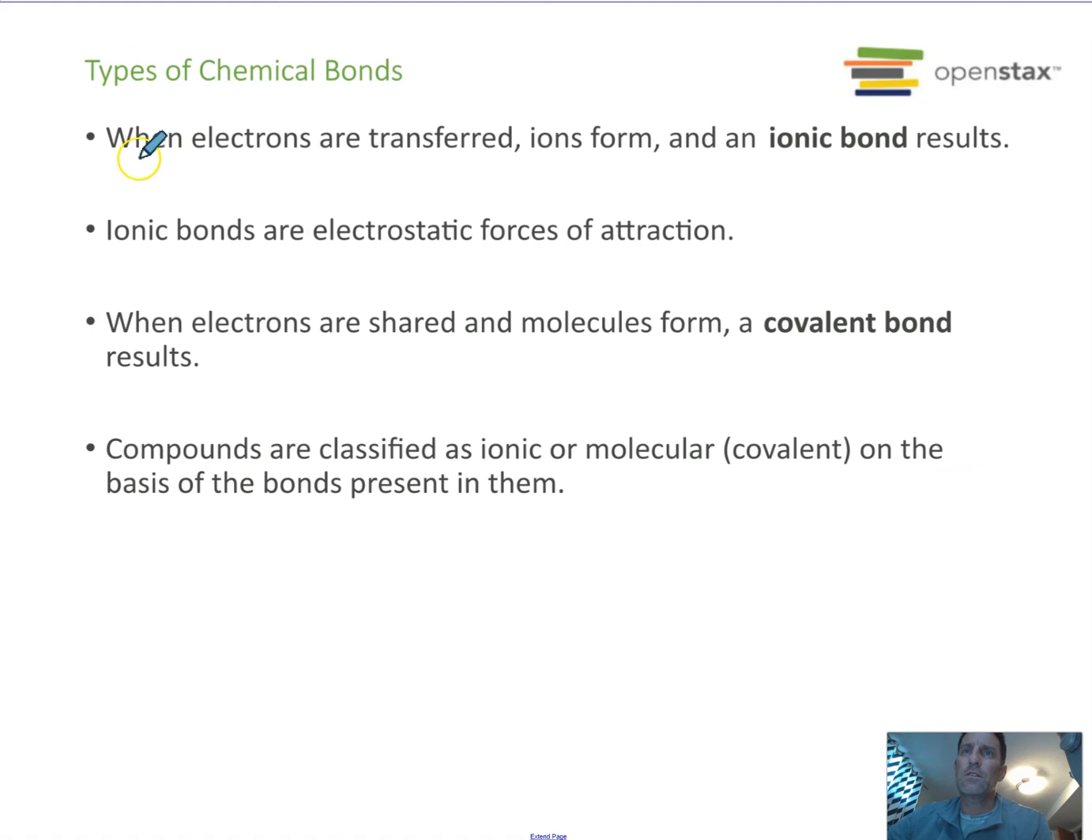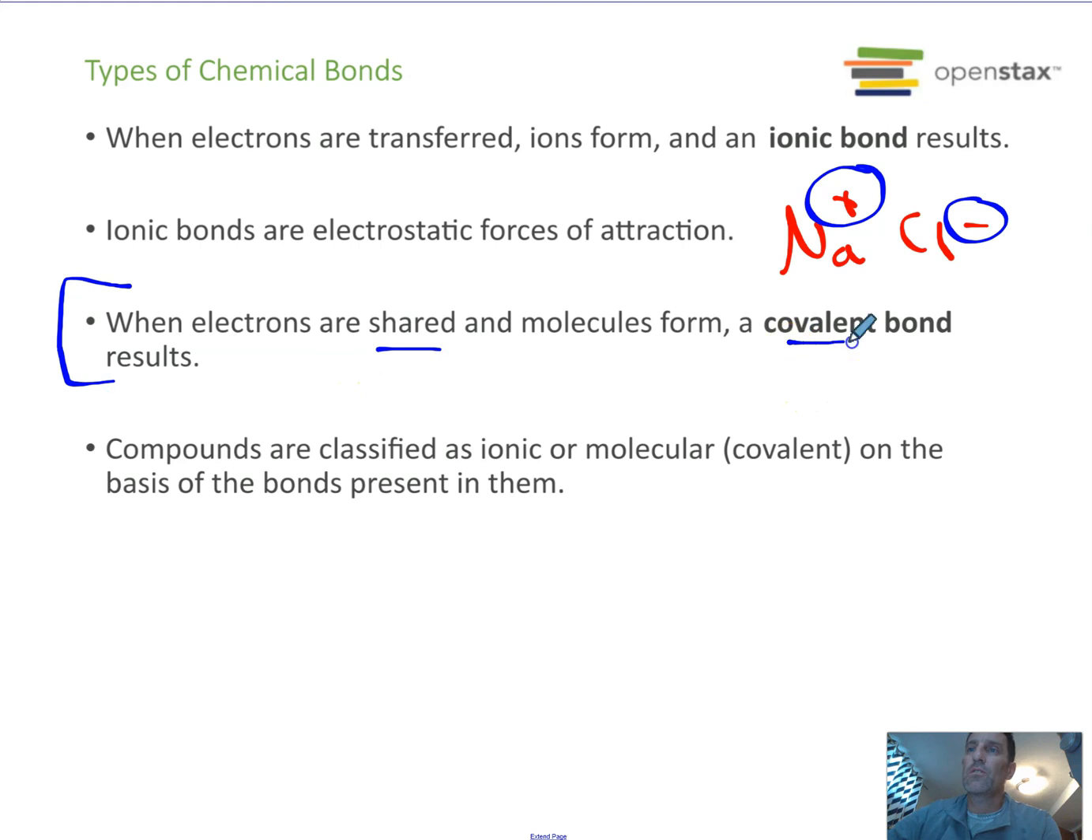All right. Types of chemical bonds. When electrons are transferred, ions form and ionic bonds result. Ionic bonds are electrostatic forces of attraction. It's kind of tricky, but Na+ and Cl- hang out together only because of this plus and minus. It's not because they share an electron. They are just electrostatically stuck to each other like two magnets. All right. When electrons are shared, we call it a covalent bond.